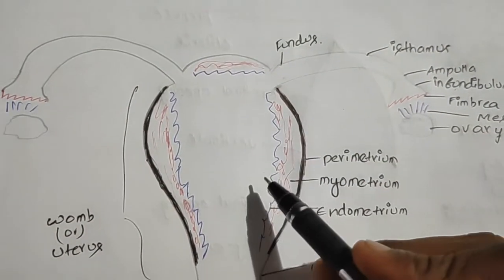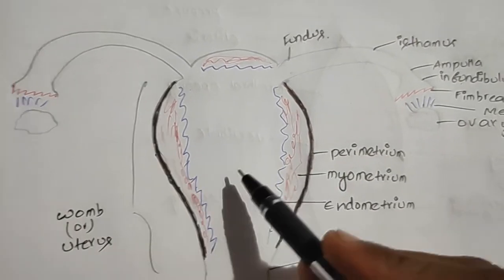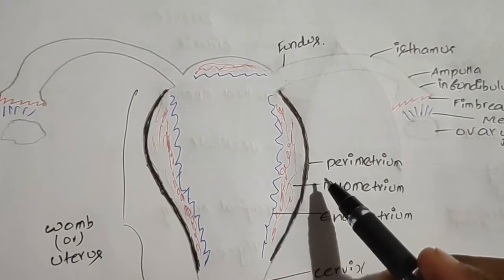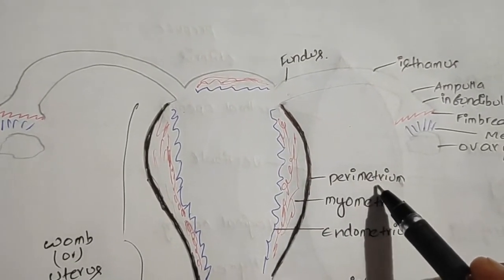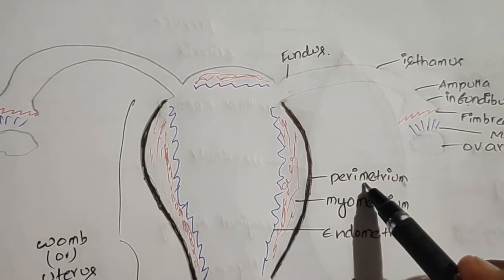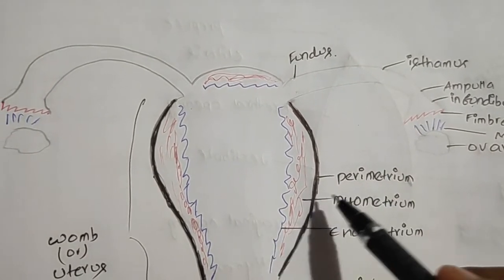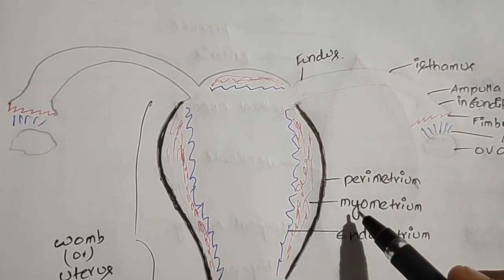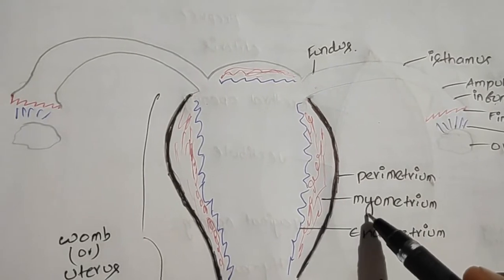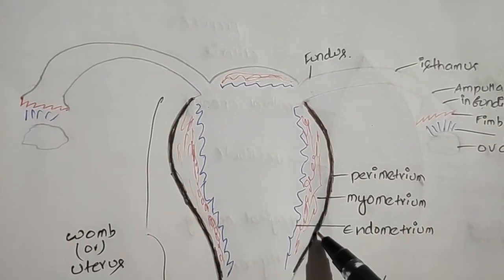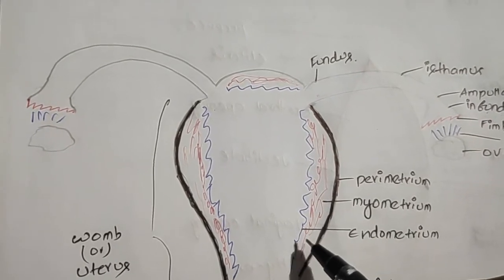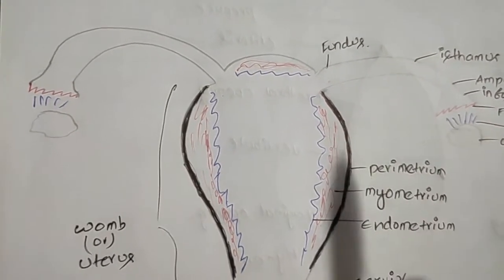This fundus leads to the inverted pear-shaped uterus, and this uterus has three layers. One is the outer fibrous layer known as the perimetrium, and this provides strength to this womb. Next, the middle highly muscular layer, which is well developed, is known as the myometrium. Next to this myometrium is the highly vascular structure with infoldings known as the endometrium.